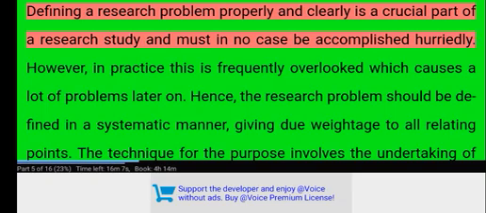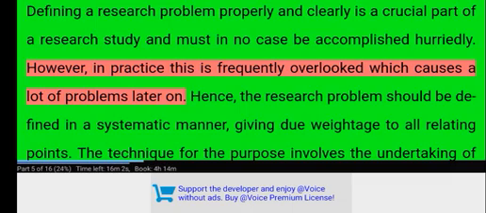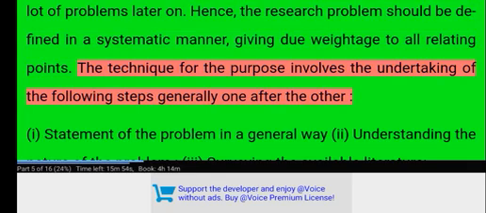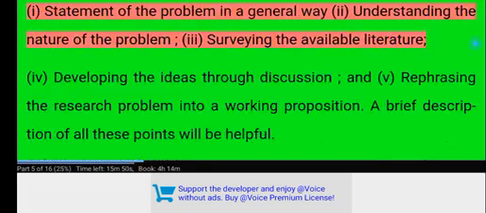Defining a research problem properly and clearly is a crucial part of a research study and must in no case be accomplished hurriedly. However, in practice this is frequently overlooked, which causes a lot of problems later on. Hence, the research problem should be defined in a systematic manner, giving due weight to all relating points. The technique for the purpose involves the undertaking of the following steps, generally one after the other.